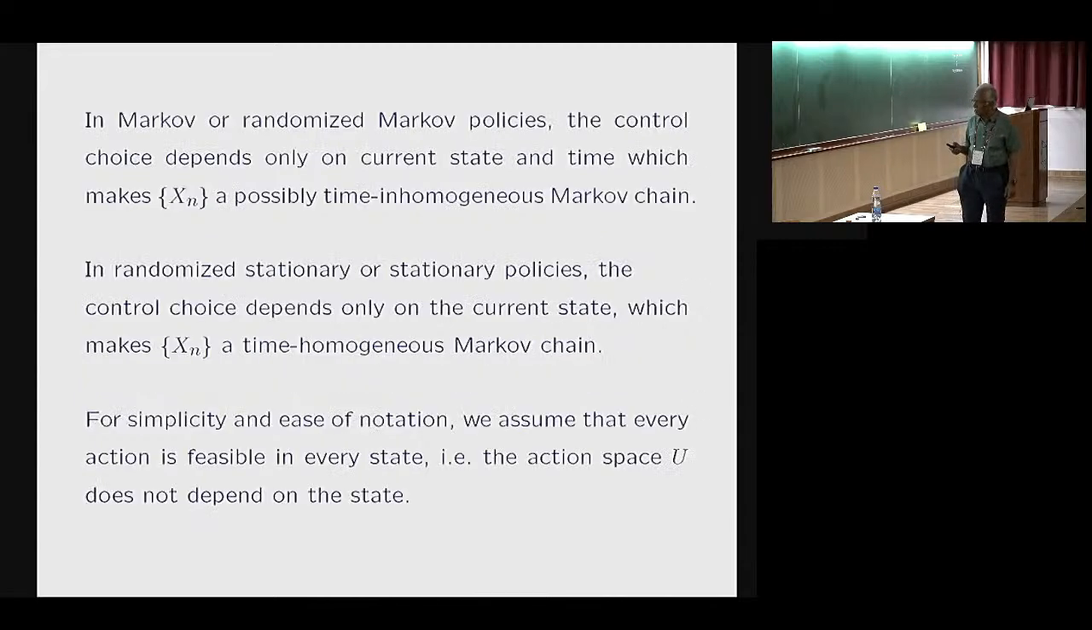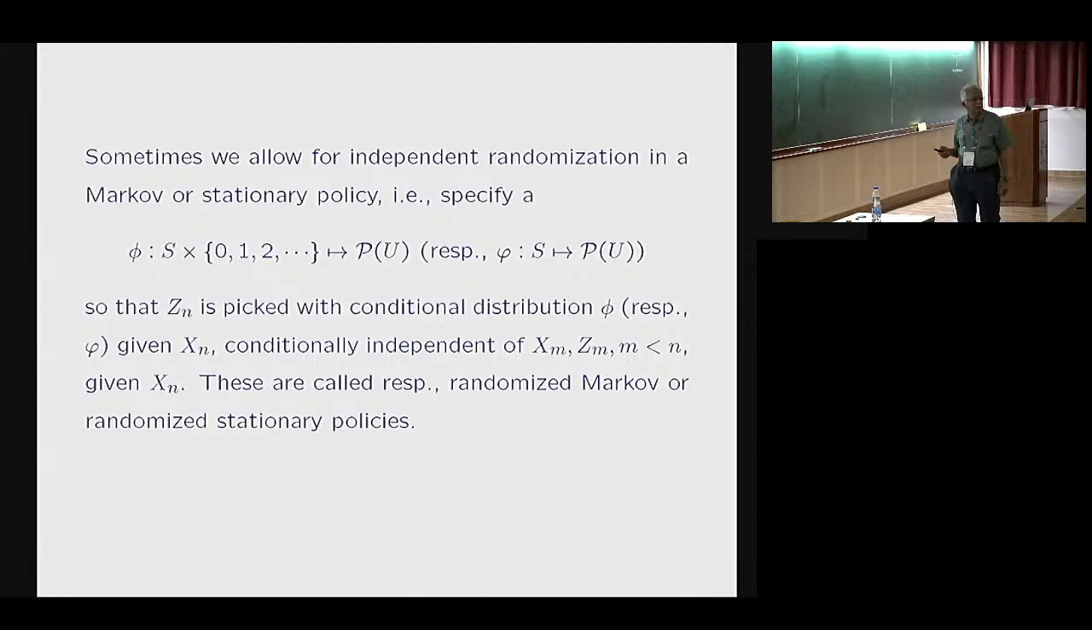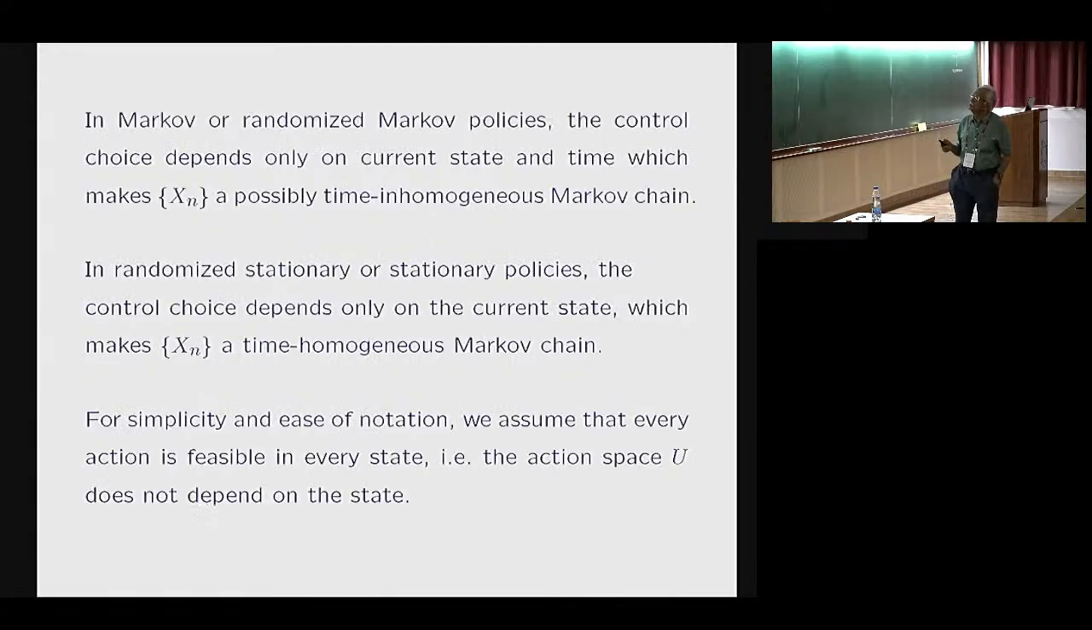Any questions about the definitions? I defined the controlled Markov chain and general admissible policies, and then four classes: Markov, stationary, randomized Markov, and randomized stationary policies. Again, both for Markov and randomized Markov, it's a time inhomogeneous Markov chain. For stationary and randomized stationary, it will be a time homogeneous Markov chain.